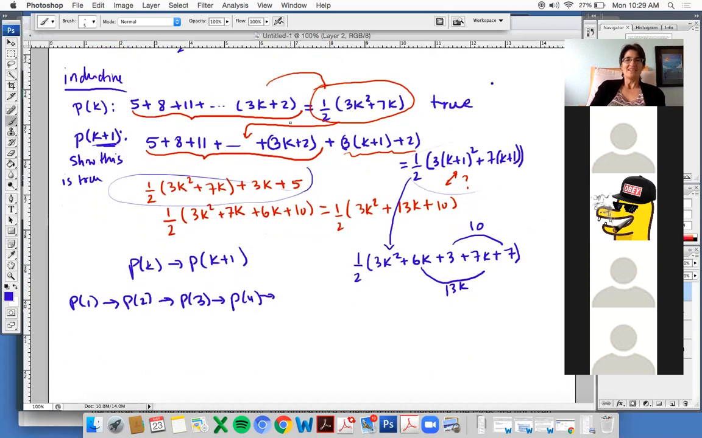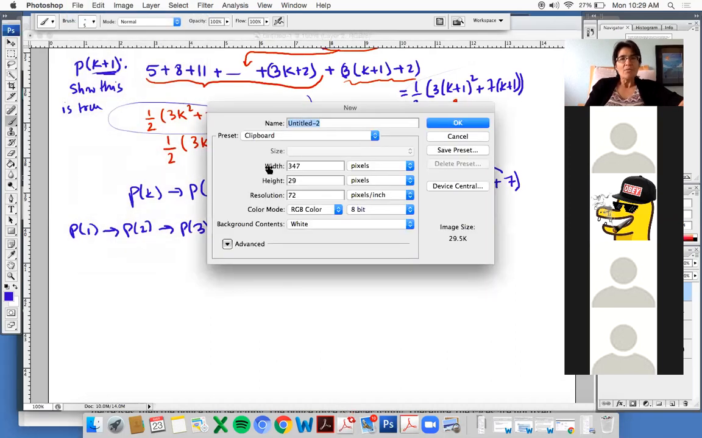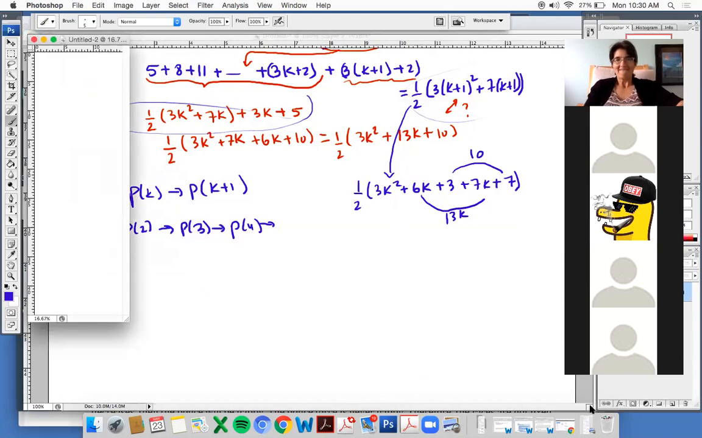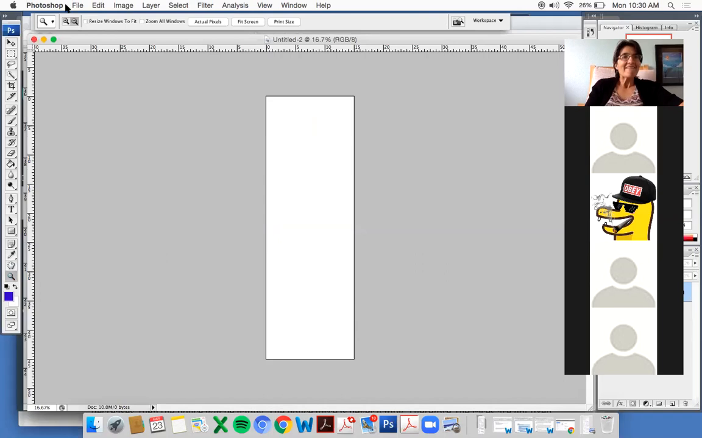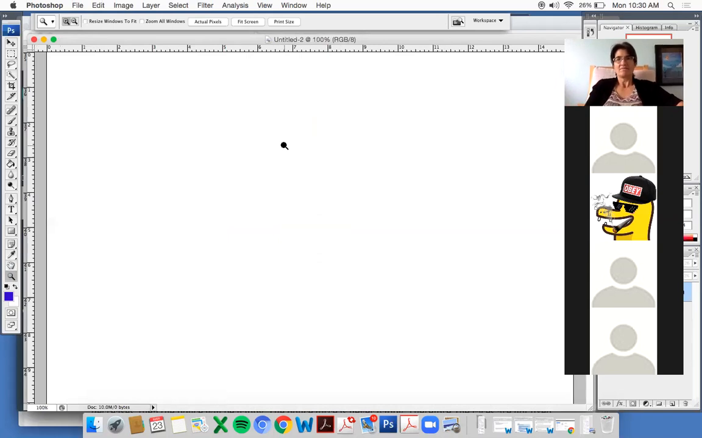All right, okay. So let me go over an example now of induction with inequalities, okay? So let me see if I can find one. Okay, I probably need a new sheet of paper. So let me open up another sheet here. There we go. All right, let's see if I can find a good inequality.